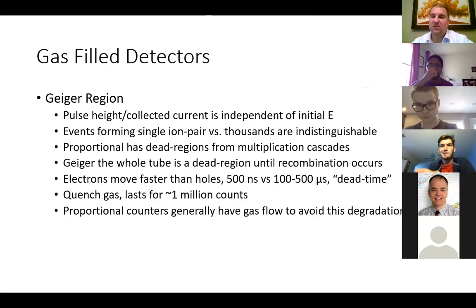In the Geiger region, this is nice for a detector because the pulse height or the collected current is independent of the initial energy. So you can use Geiger counters to count radiation, to determine the activity of a source, as long as it's sensitive to the radiation. Events forming a single ion pair versus thousands of ion pairs are indistinguishable. Every single radiation event that comes in, anytime anything deposits any energy in the Geiger counter, that's going to get counted.